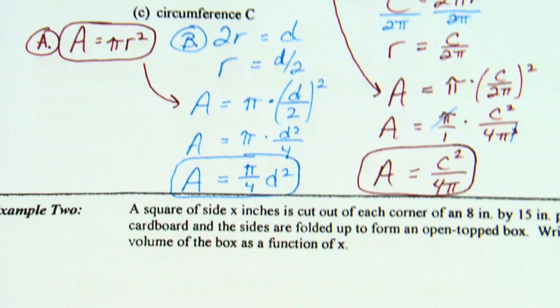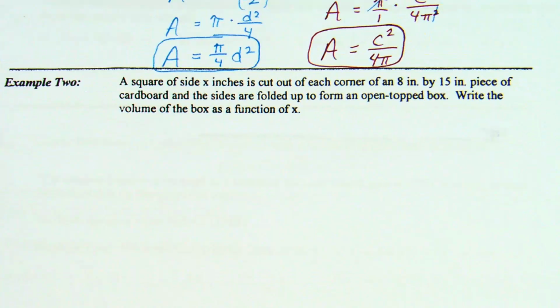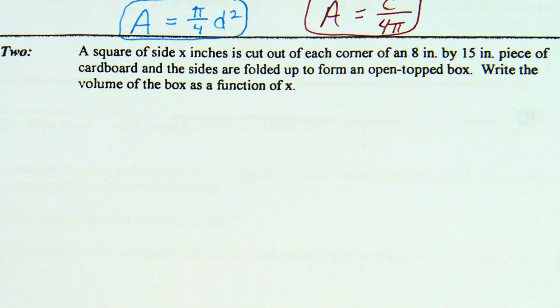Okay, let's look at example 2. Start by reading, of course, right? A square of side x inches is cut out of each corner of an 8-inch by 15-inch piece of cardboard, and the sides are folded up to form an open-top box. Write the volume of the box as a function of x. So I want to start by drawing a picture. What do I need to draw here?